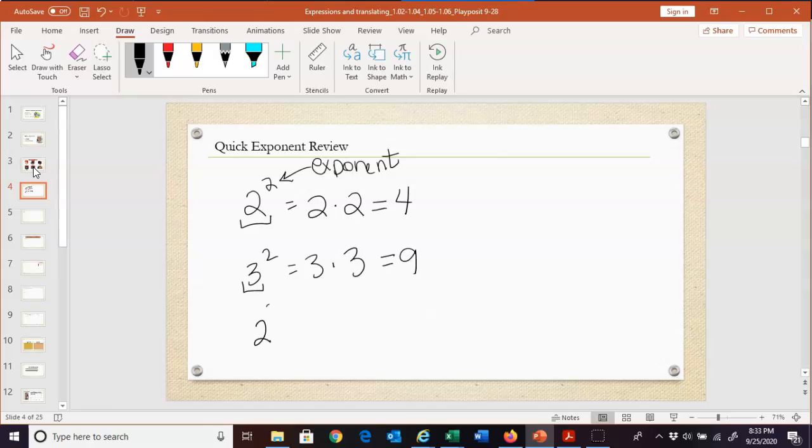So if we had 2 cubed, we would write 2 3 times and multiply that out. So 2 times 2 is 4, and 4 times 2 is 8. So that's our quick exponent review. Hopefully you recall that from last year.